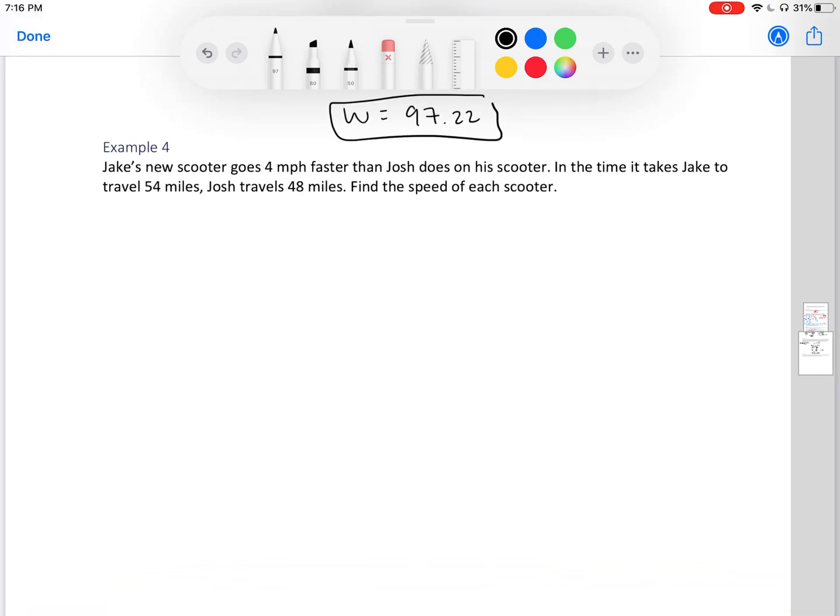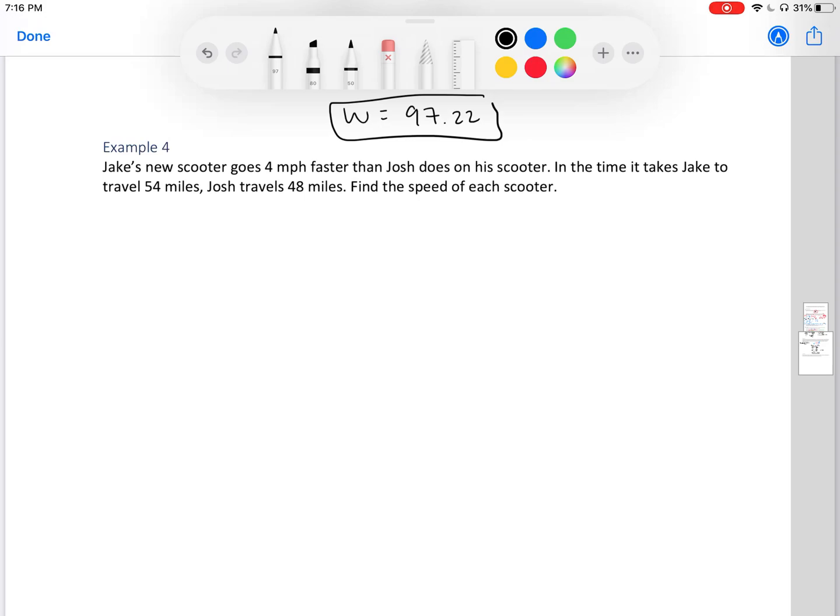And last problem for this section. Jake's new scooter goes 4 miles per hour faster than Josh's does on his scooter. In the same time it takes Jake to travel 50 miles, Josh travels 48 miles. Find the speed of each scooter.